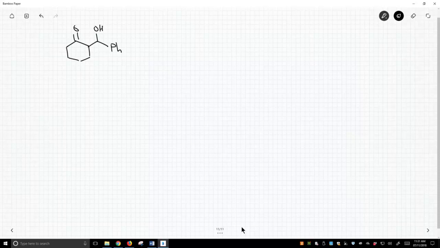Now we could look at this and say, oh, this is a beta hydroxyketone. And where do we get beta hydroxyketones? Well, this is going to come from an aldol reaction. And that would be the alpha position, that's the beta position.